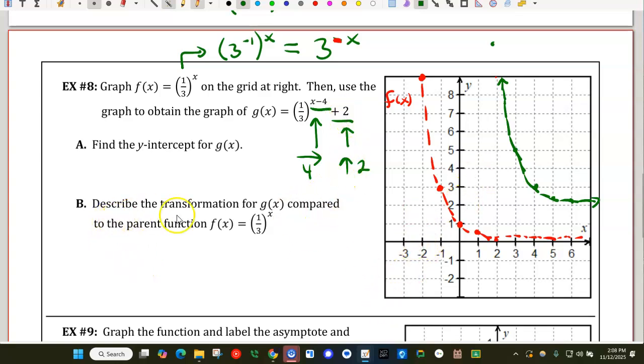And it just asks, describe the transformation from F to G. So from F to G, it's really just this right here, but just write it out. The graph is translated, or shifted, to the right 4 and up 2. So you can write that in however you want. Your choice.